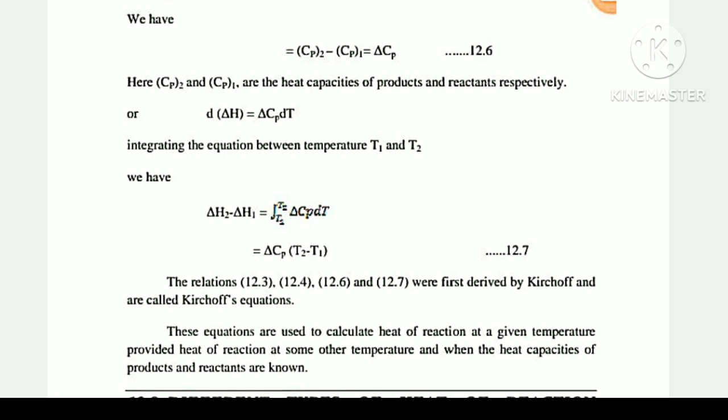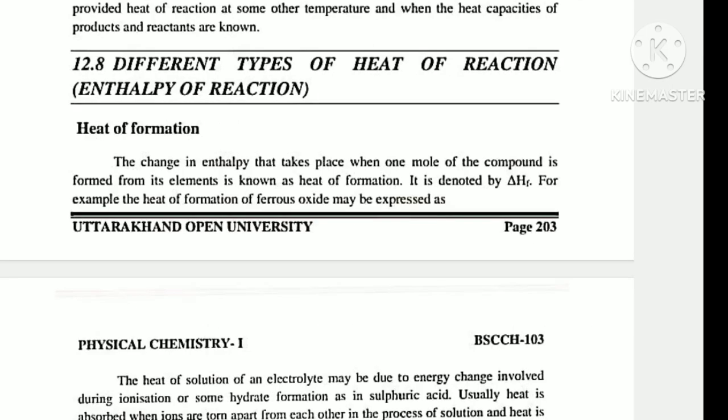Integrating the equation between temperatures T1 and T2, we have the relations given below. Relations 12.3, 12.4, 12.6, 12.7 were first derived by Kirchhoff and are called Kirchhoff's equations. These equations are used to calculate the heat of a reaction at a given temperature, provided the heat of reaction at some other temperature and the heat capacities of products and reactants are known.